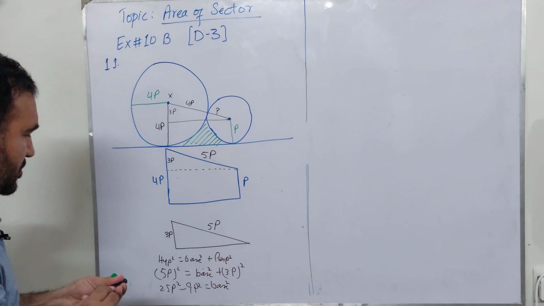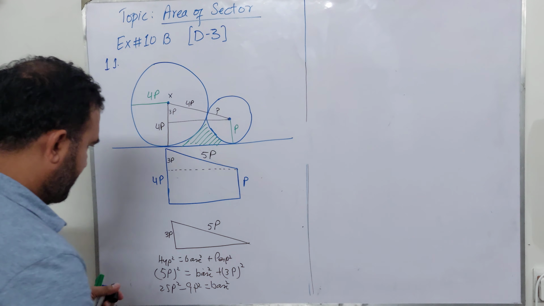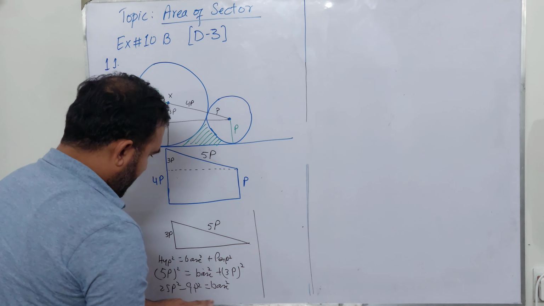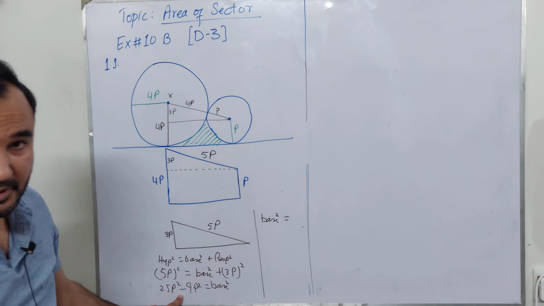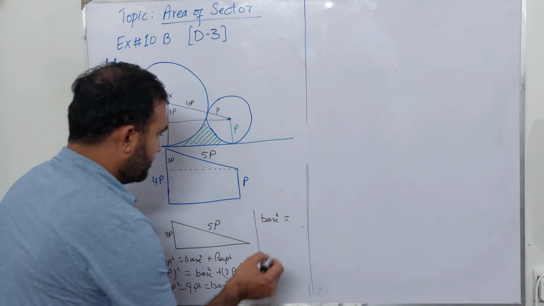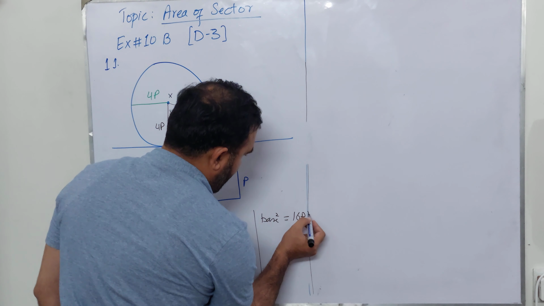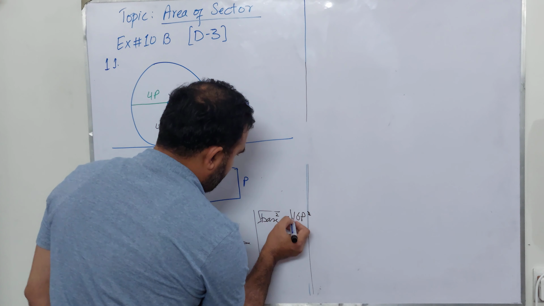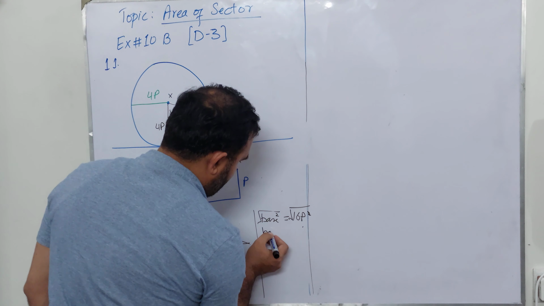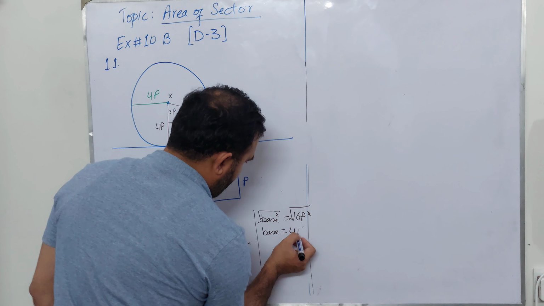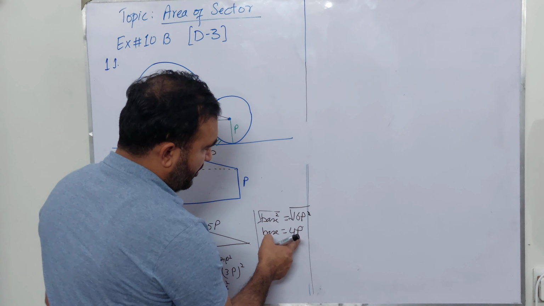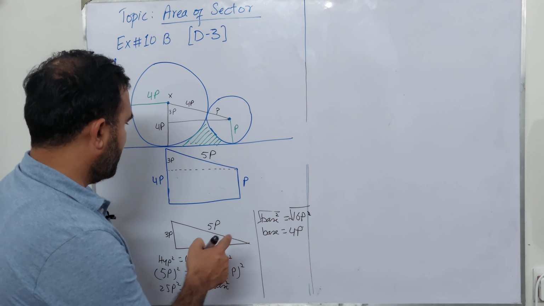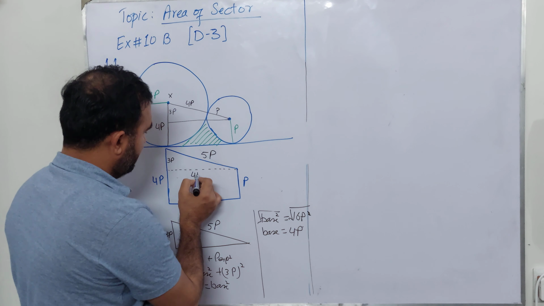Okay, so base square is equal to 25p square minus 9p square, which is equal to 16p square. And now take square root on both sides to get rid of this square. So base is equal to 4p, right? Because square root of 16 is 4 and p square will become p. Okay, so this base is 4p now.